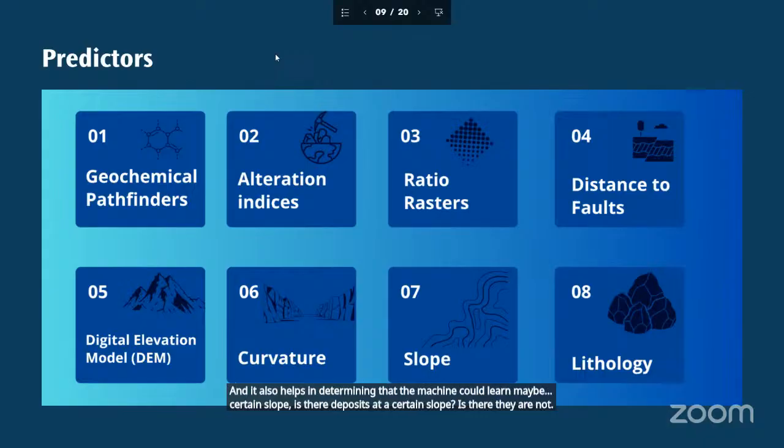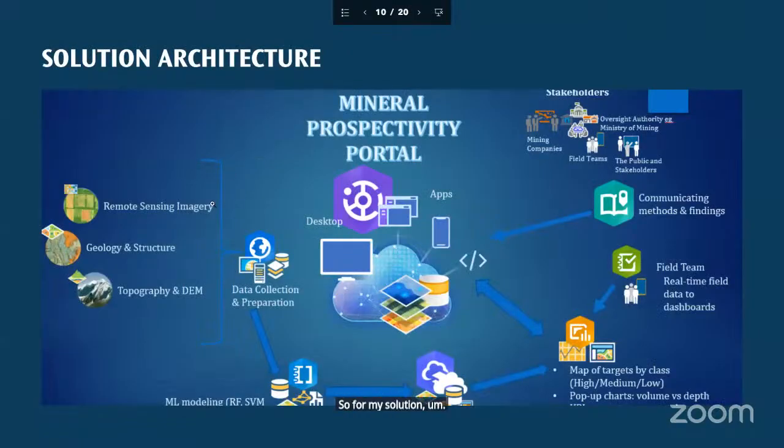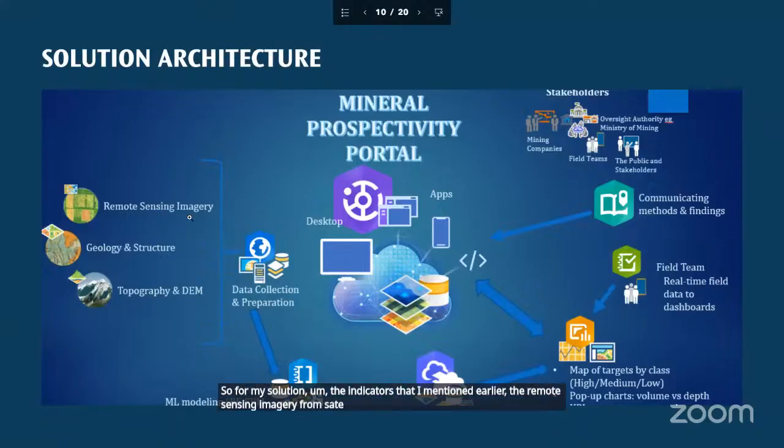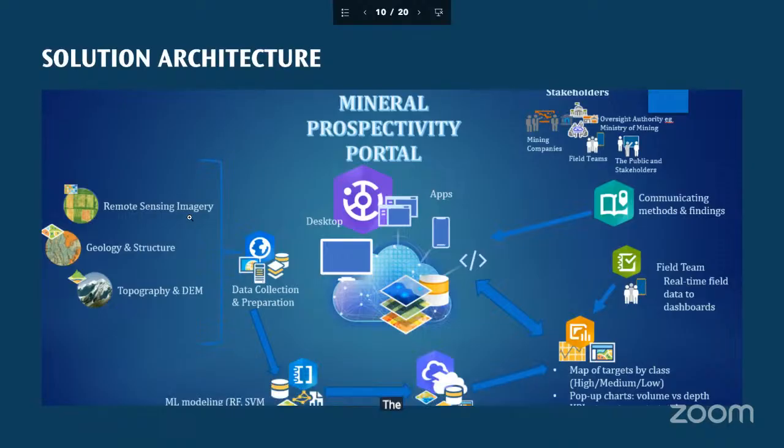Lithology is rock structure. Granite rocks, gneiss, metamorphic rock, volcanic rock, all of these are the rock structures. The indicators that I mentioned earlier: the remote sensing imagery from satellite imagery, from which I obtained indices. The indices are the ferrous index, clay index, and iron oxide index. There is geology and structure, that is the distance to the fault lines, and there is topography and DEM data.